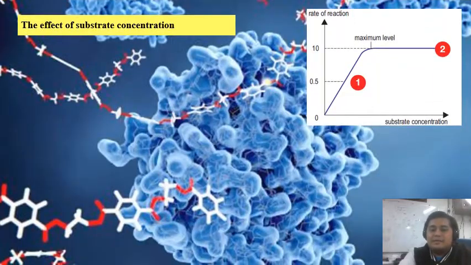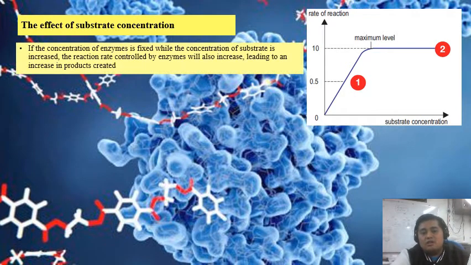Kita tengok effect of substrate concentration, kesan kepekatan substrate. So when the concentration of enzyme is fixed, while the concentration of substrate is increased, the rate of reaction controlled by the enzyme is also increasing, leading to an increase in the product created. So dengan kata lain, katakan kita guna satu sebatian enzim yang kita fixkan dia punya kepekatan dia, cuma kita tambah kepekatan untuk bahan substrate kita. So apa akan jadi? Dia akan meningkatkan kadar tindak balas sampai bila dia nak naik?